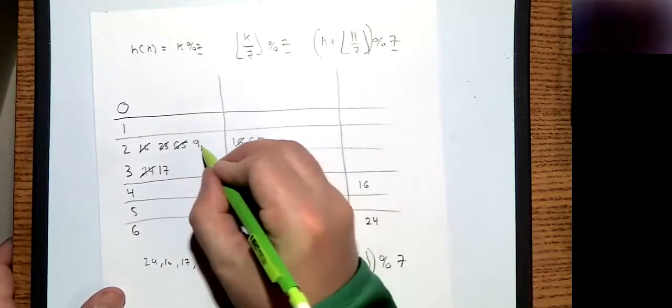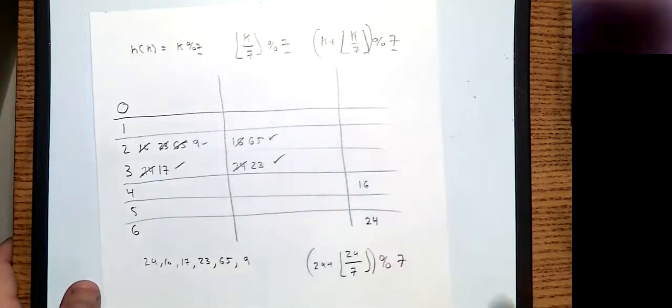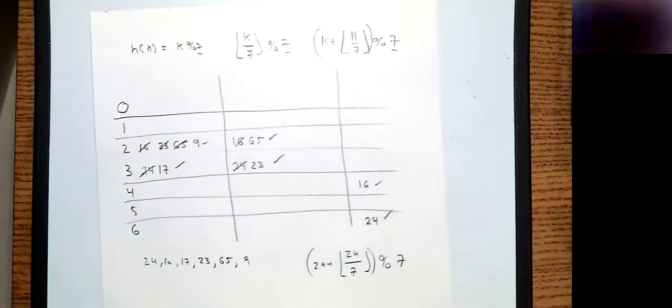So our final cuckoo hash is 9 and 17 here in the first hash, 65 and 23 in the second hash, and 16 and 24 in 4 and 6 respectively in the third hash. So let's compare that with our multiple choices.